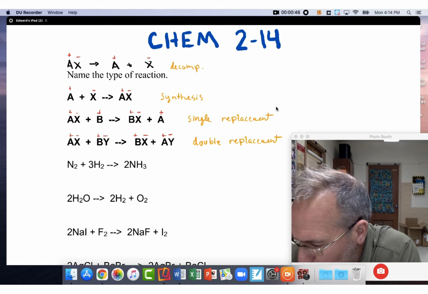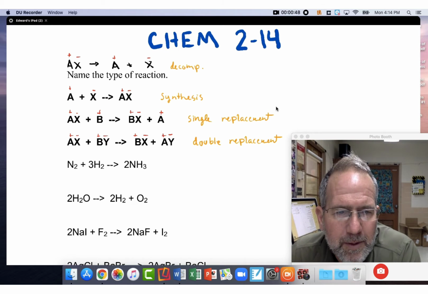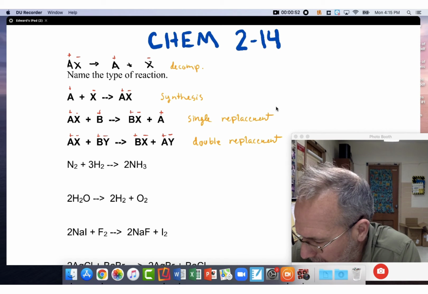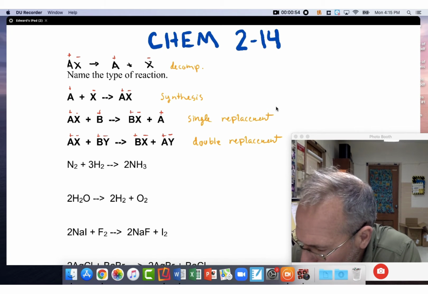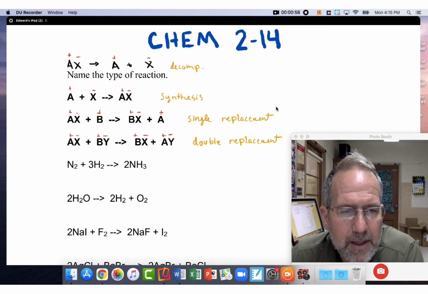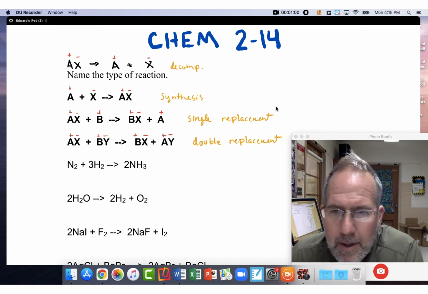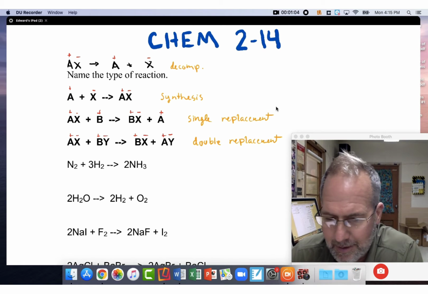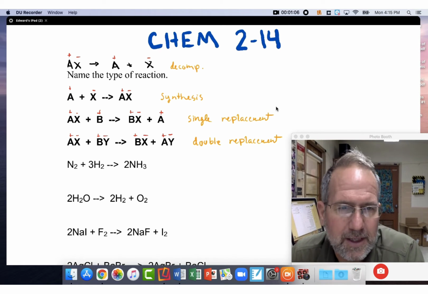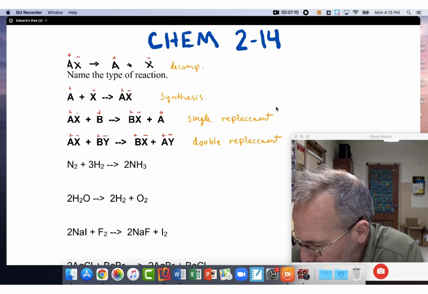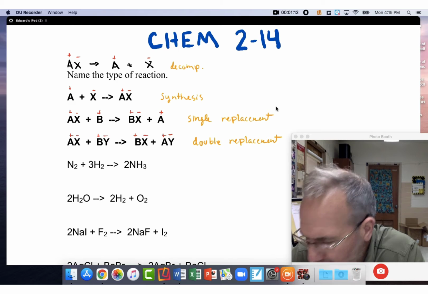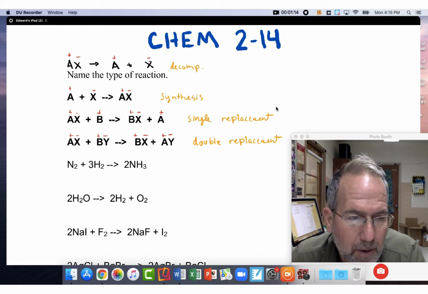So if we look at this here, we have synthesis, which is what we called when the 2 people met and became dance partners. Then we had our single replacement, which is where someone came in and cut in with the dance couple and took over. So may I dance with your date? Well, certainly. Go ahead. And the one person was kicked out of the reaction. And then finally, our double replacement where we have 2 couples and they switch partners.